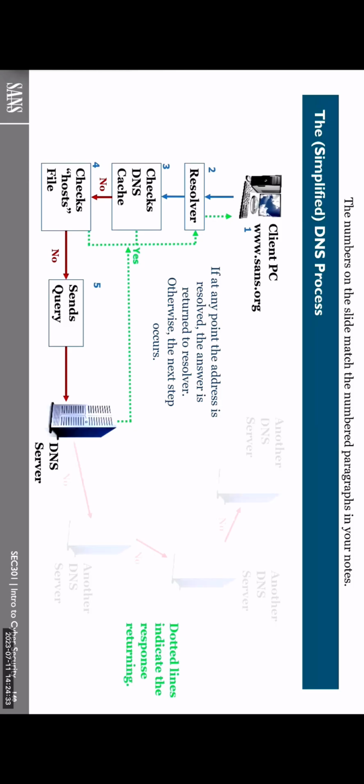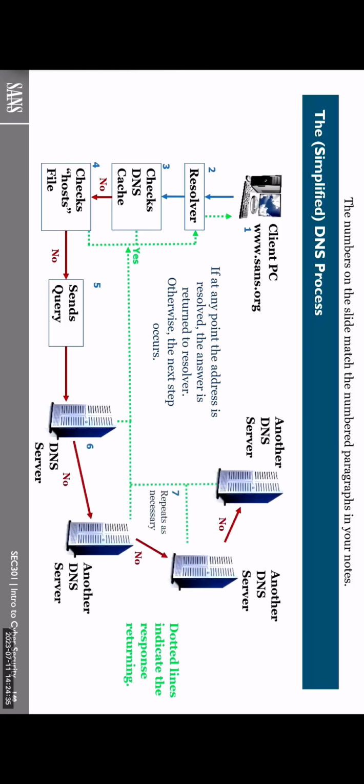Your DNS server has a DNS server, and so it's going to ask its DNS server. And that DNS server is going to ask its DNS server until we get back to the originating location of, oh, sans.org is at this IP address. Then your DNS server receives this response from somewhere in the chain, and it remembers that in its cache for a period of time.